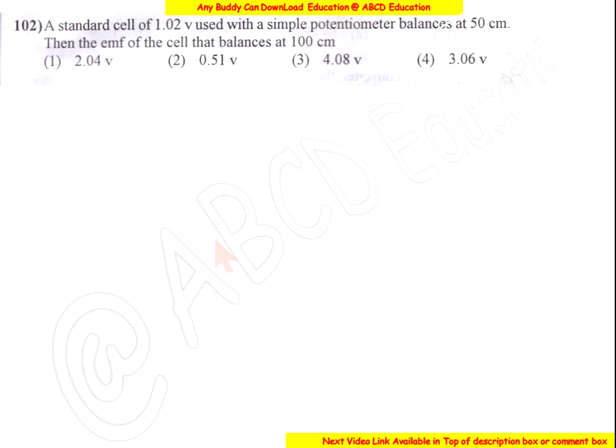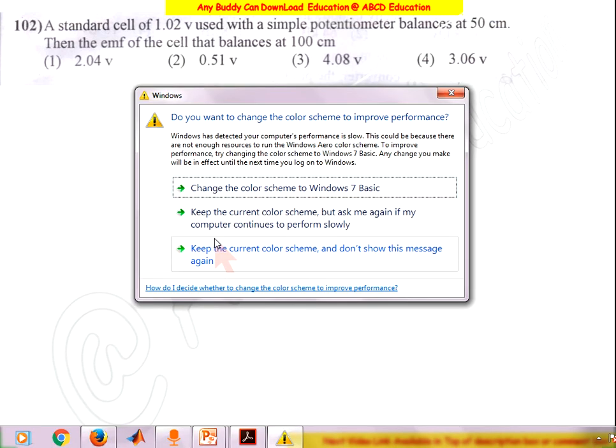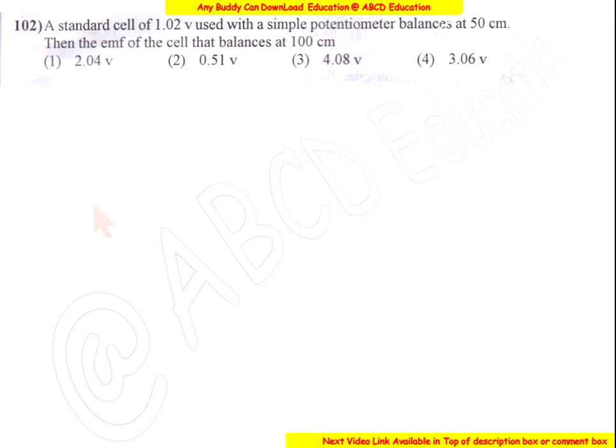Now come to question number 102. A standard cell of 1.02 volt is used with a simple potentiometer, balanced at 50 centimeters. Then the EMF of the cell balanced at 100 centimeters is? In the potentiometer, the EMF is directly proportional to the length. So if the length is doubled, then the EMF is also doubled. So the answer is 2.04. That is, the correct option is the first.